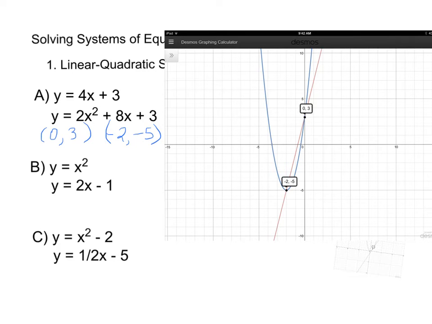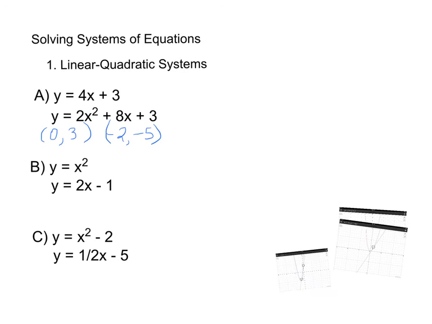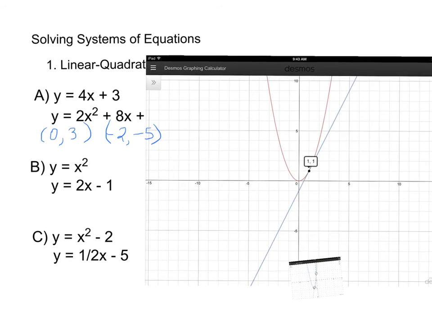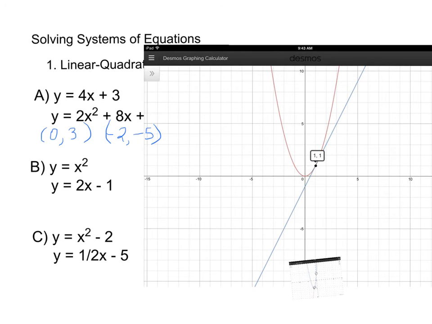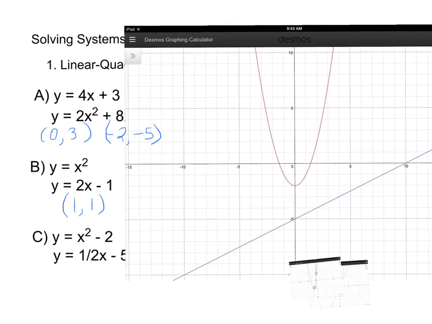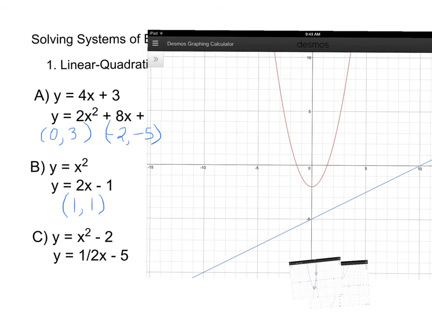The next one was y equals x squared and y equals 2x minus 1. Is that this one? Yep, that looks like it. This one only had one solution at (1, 1), so x is equal to 1, y is equal to 1. And then the third one must be this one. No solution for that one.